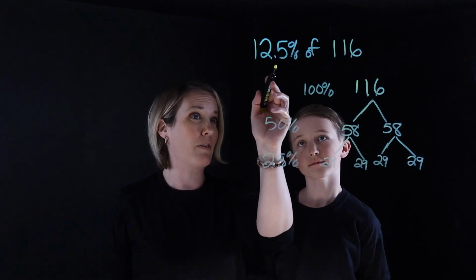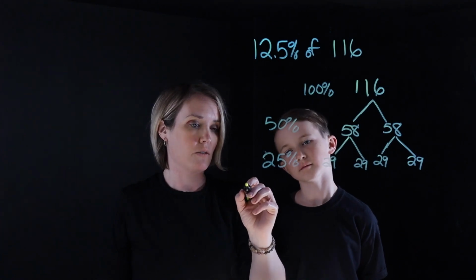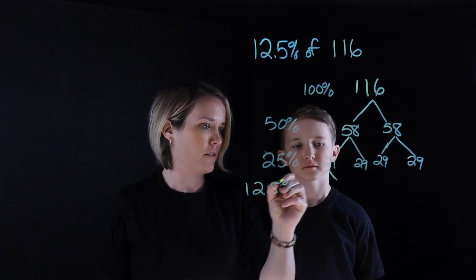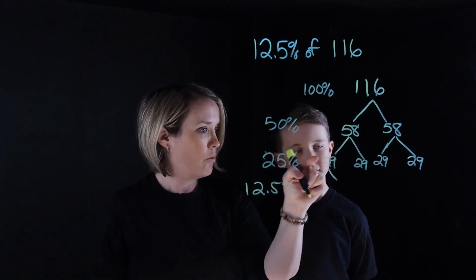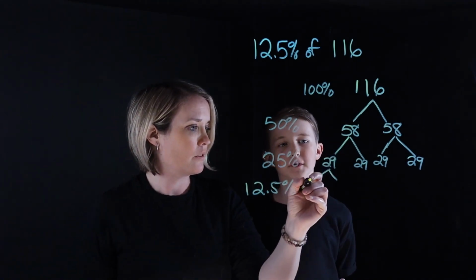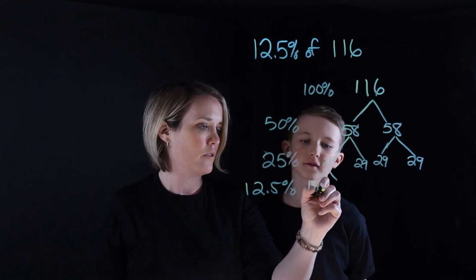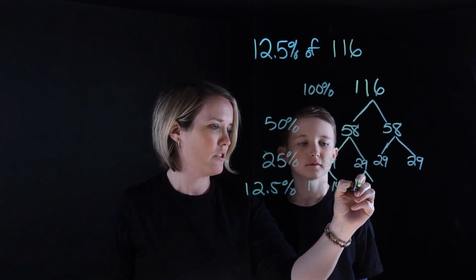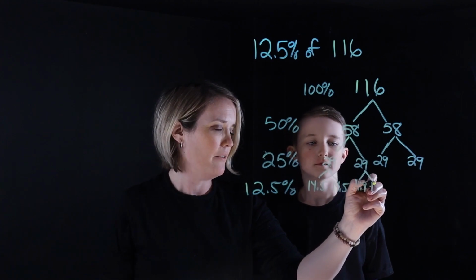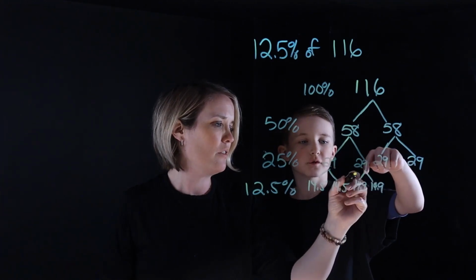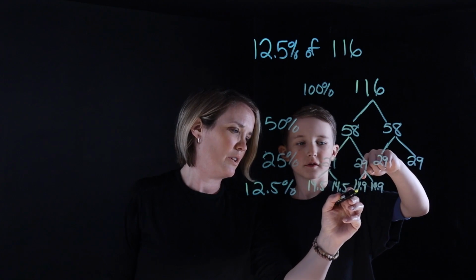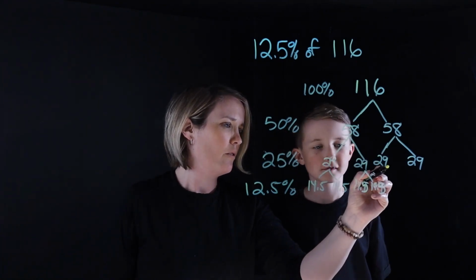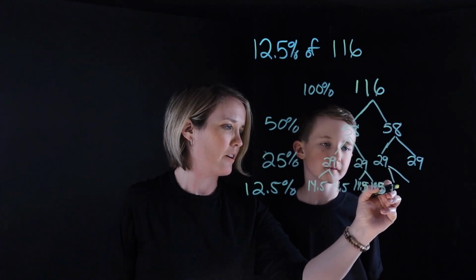But we need 12.5%, right? Yeah. So for 12.5%, we're going to just do it once more. What's 29 divided by 2? It'd be 14.5. 14.5. And we're going to have that for each 29, right? How many equal groups do we have here?